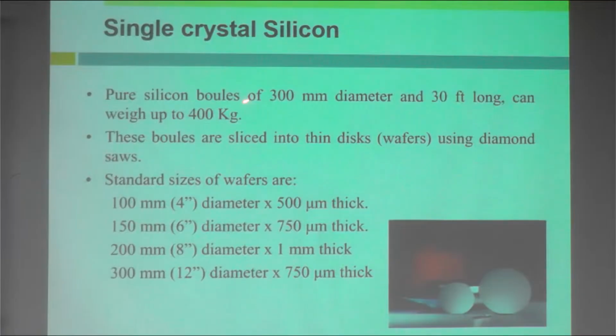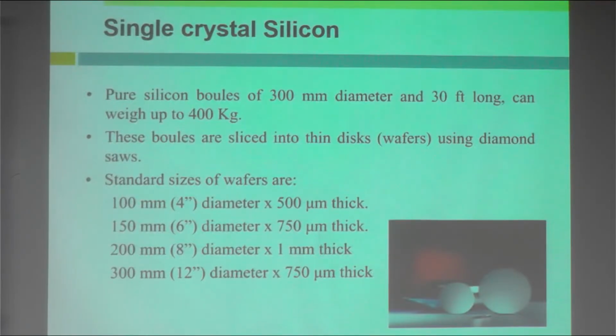So pure silicon balls of 300 millimeter diameter and 30 feet in length can weigh up to 400 kg. So it's very heavy. These balls are sliced into thin disc wafers using a diamond saw. So you slice it into this kind of shape, and the standard wafer sizes are 100 millimeter or 4 inch up to 12 inch. But of course, why do people want a bigger dimension?